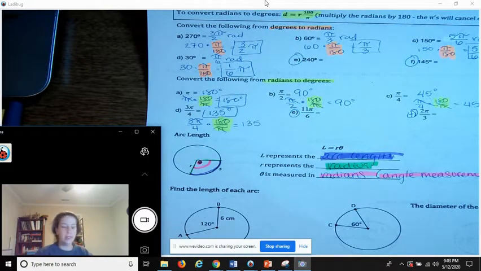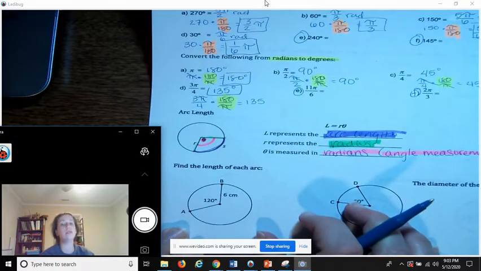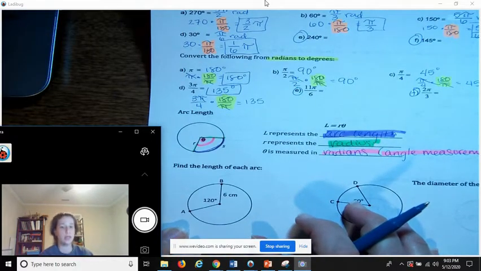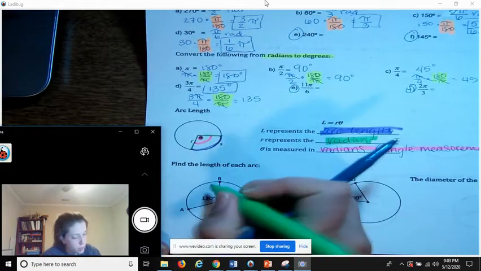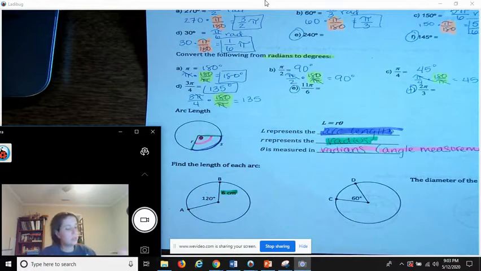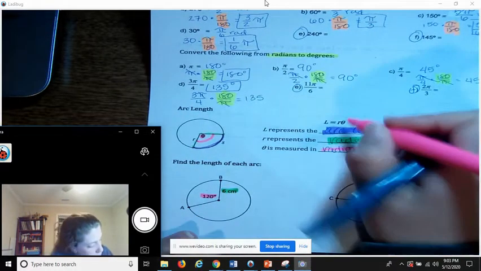It's an angle measurement. It asks us to find the arc length for each arc. Here we are given the angle measurement and the radius. Let's highlight that. This is my radius. This is my angle measurement. In my formula up here, maybe I should go ahead and do that.